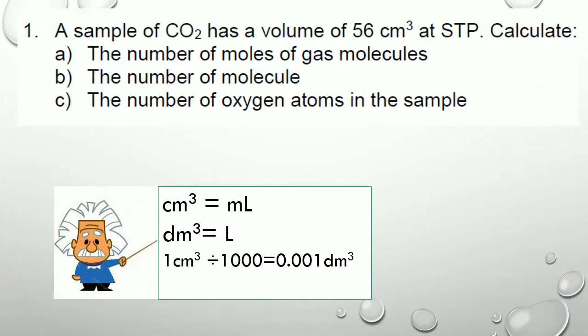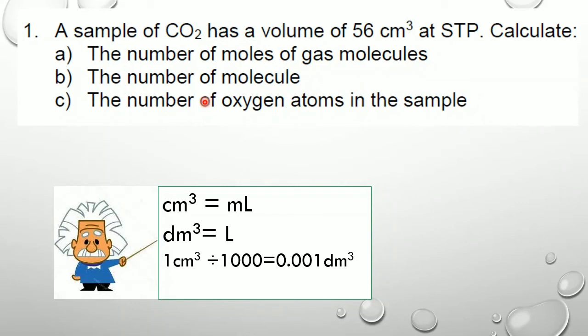So let's look at the example question involved with molar volume calculation. A sample of carbon dioxide has a volume of 56 cm3 at STP. Calculate the number of mole of gas molecule, the number of molecule, and number of oxygen atoms.